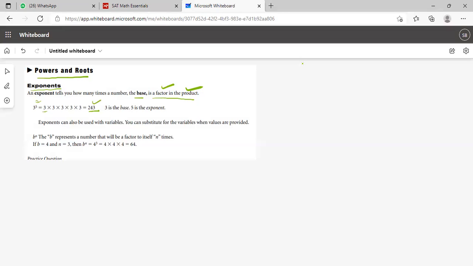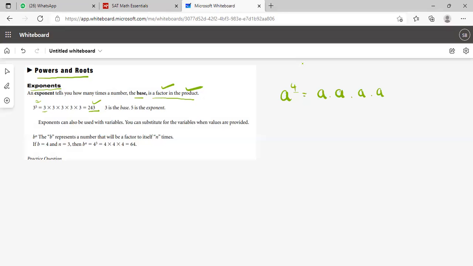So one way of writing 243 is that you multiply this 3 five times, or you write 3 to the 5, because 3 to the 5 basically means 3 into 3 into 3 into 3 into 3. So 5 is the exponent. Let's say I have a to the 4. This would mean a into a into a into a, right? This is what exponent means. So a is the base and 4 is the exponent.